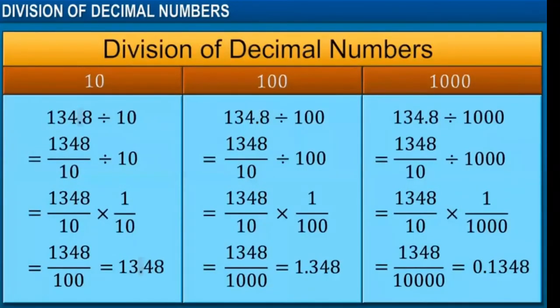Okay, so I think now you can write down these notes. Division of decimal numbers by 10, 100 and 1000. Just write this down. So whenever you are dividing, as per the number of zeros, we have to shift the decimal point towards the left. Okay, so after finishing, just indicate me.